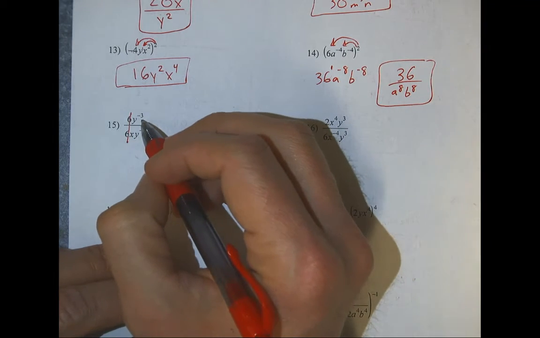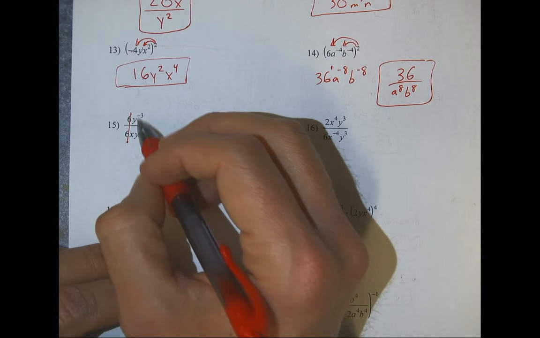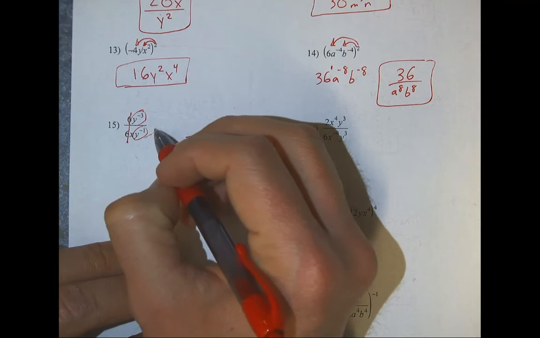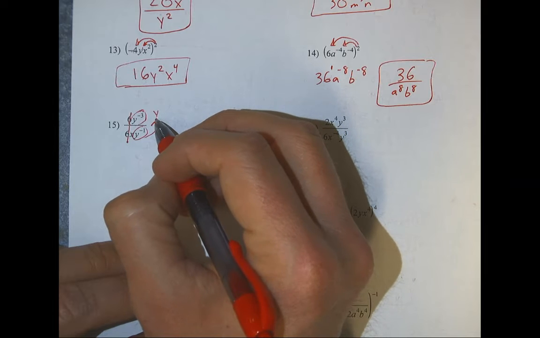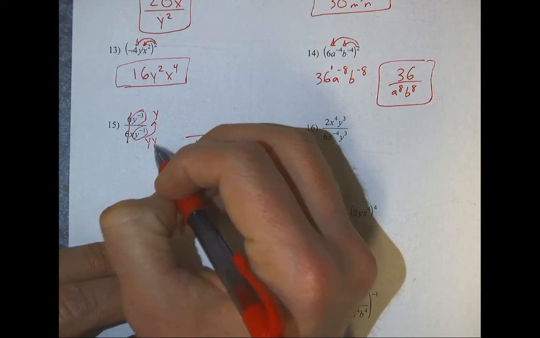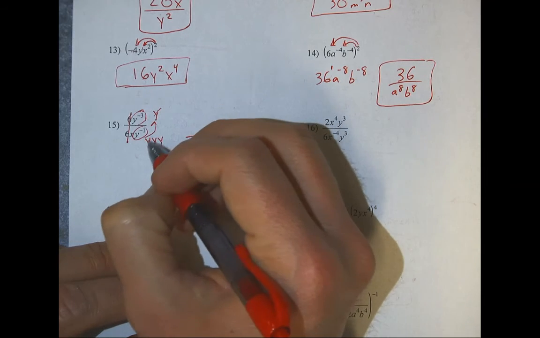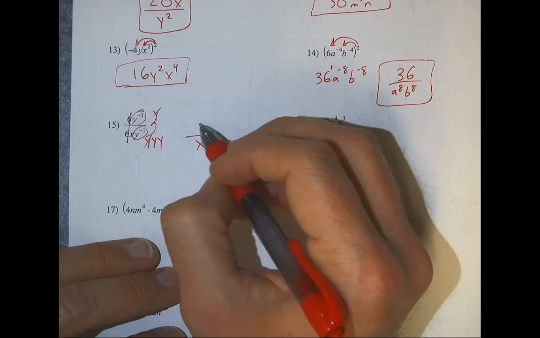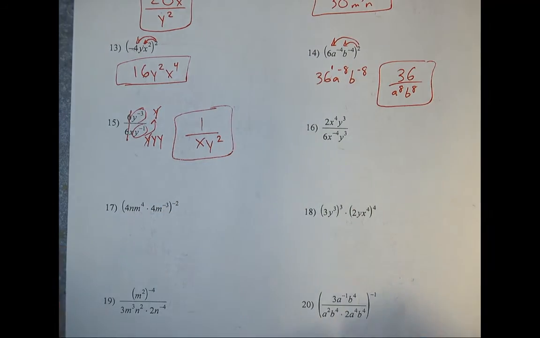And now this is an interesting one. We haven't looked at many of this where we have negatives on the top and the bottom. So what you really want to do is you want to move both of them. So the y to the first comes up top, becomes positive, and the 3 comes to the bottom. So now there's 3 on the bottom. So this cancels this one, and now we have y squared, and nothing left on top. You do need to fill that space with a 1.